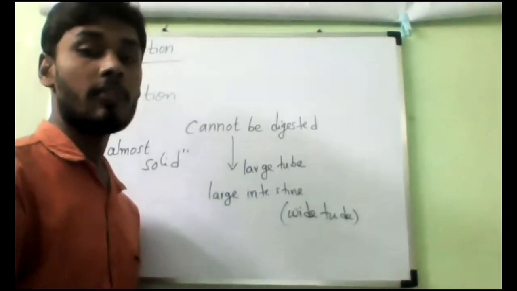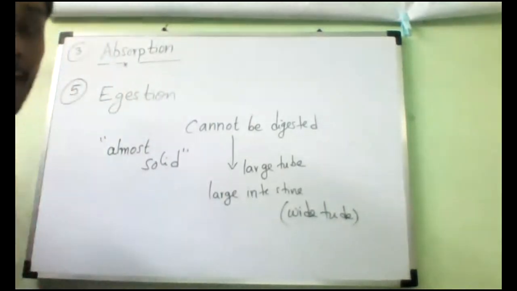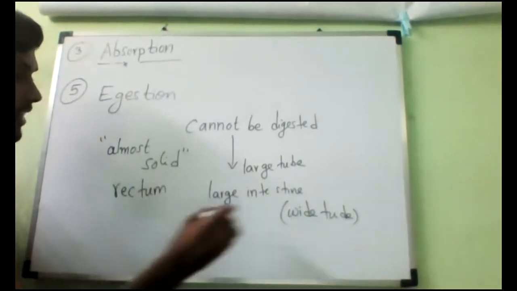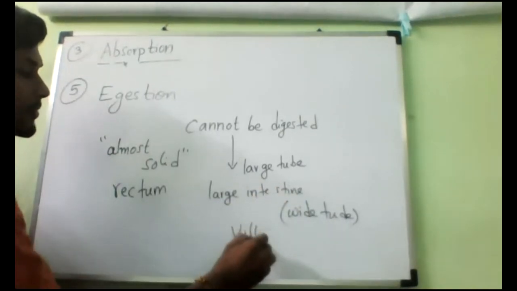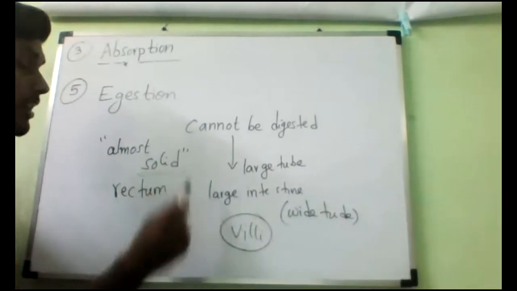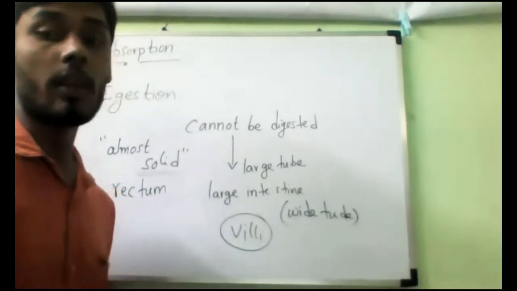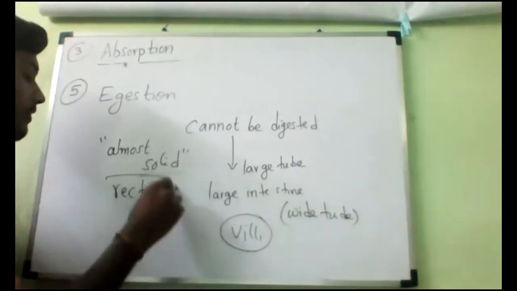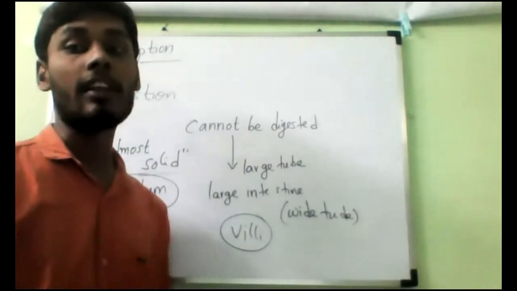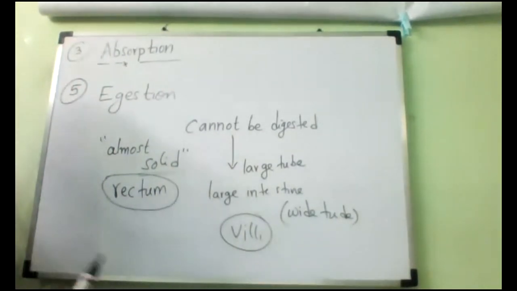Understand? So the last part of the large intestine, we call it the rectum. With the help of villi, most of the water is absorbed and the food turns into an almost solid. At the end of this large intestine is a part called the rectum. What should we call it? Rectum. This stores the undigested food for some time, not permanently.